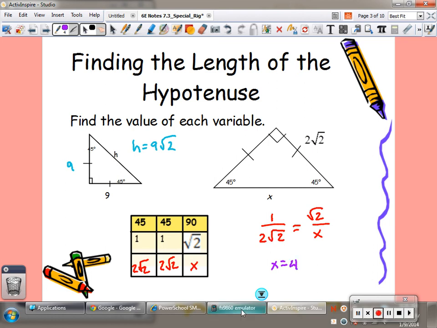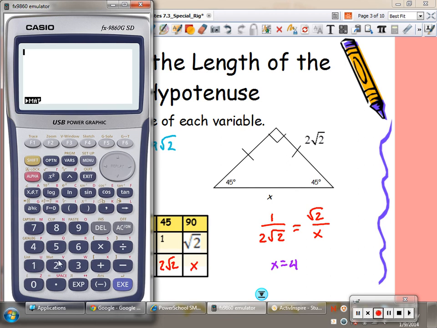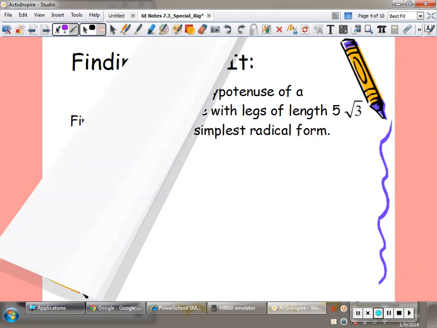Now that may seem confusing to you. If it is, break out your handy dandy calculator, and you have 2 times the square root of 2, times the square root of 2. And that should give us 4, which it does. Okay, so your calculator will help you with that if you need it. Let's take a look at the next one.